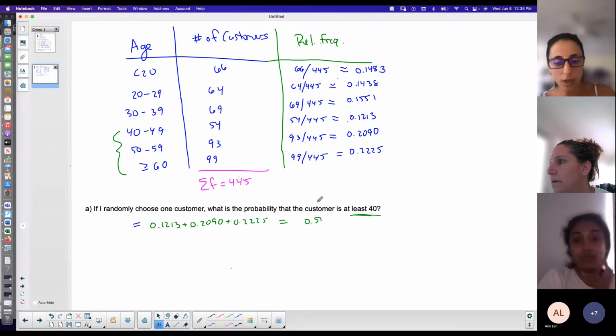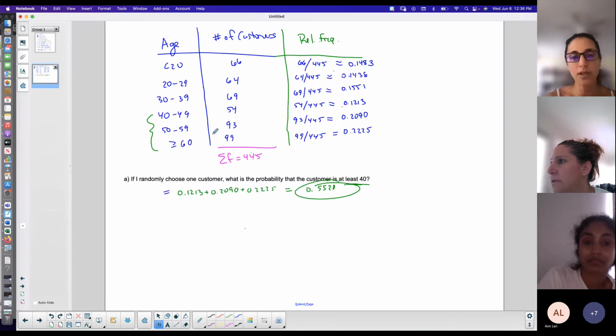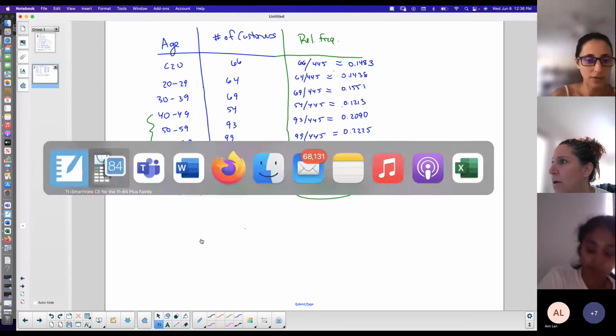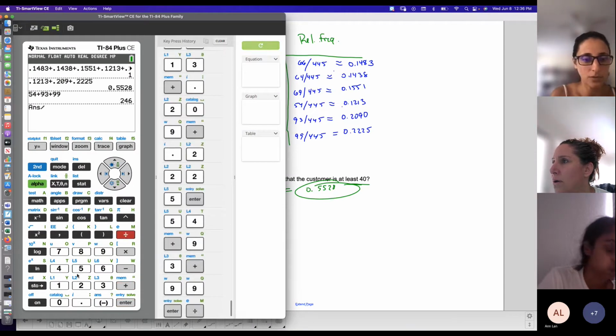Now, the reason that I said you don't necessarily have to do this first is because you could potentially add up the 54, the 93, and the 99, and do that total out of 445 and get the same thing. 54 plus 93 plus 99 out of 445. Same thing.